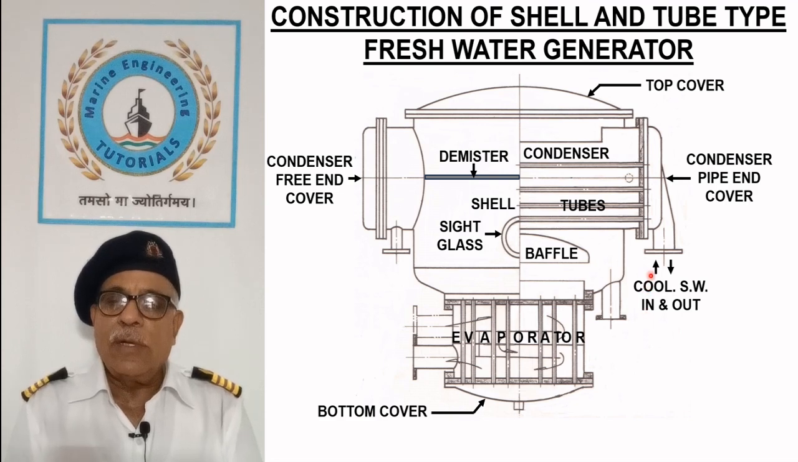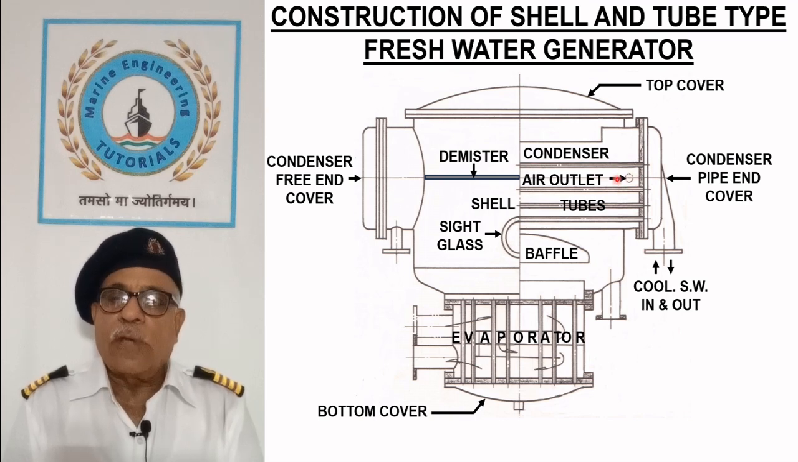Cooling seawater is circulated through the condenser tubes through inlet and outlet connections on the condenser pipe and cover. Air is removed from the shell through its outlet, and the air ejector helps in maintaining vacuum in the shell. A swing check valve fitted before the air ejector prevents backflow of air and seawater.